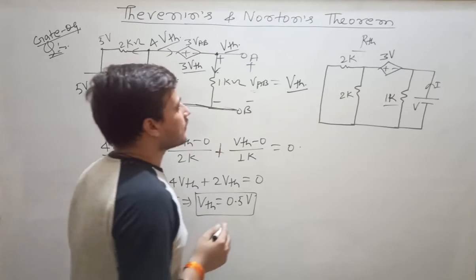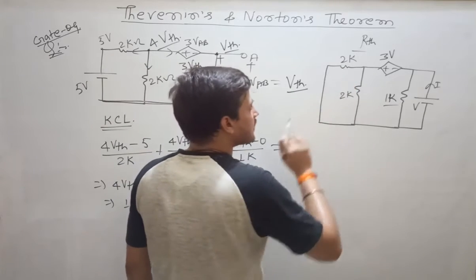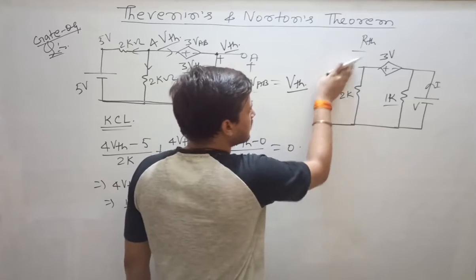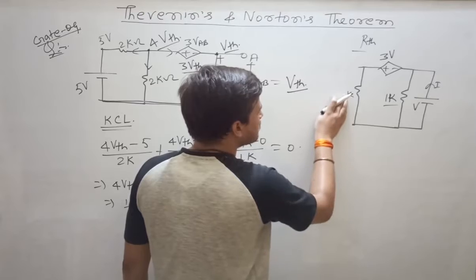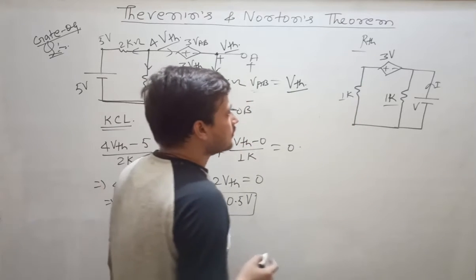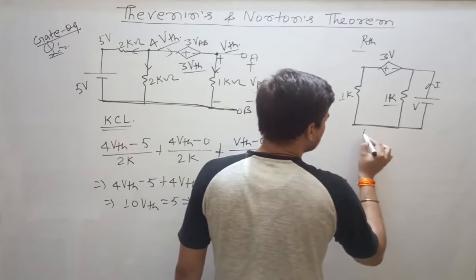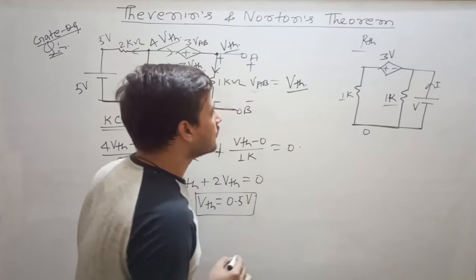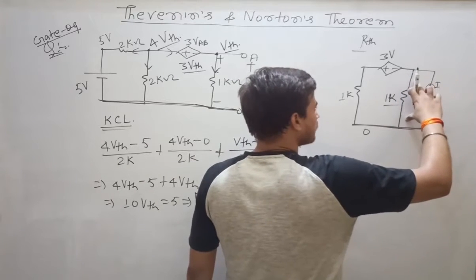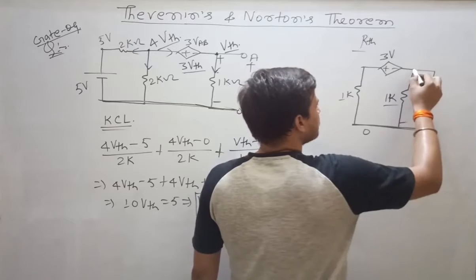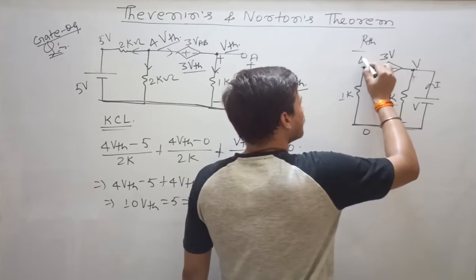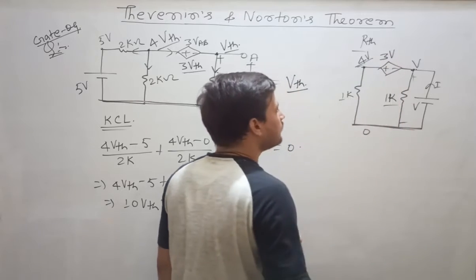You see one thing, that these two resistances are connected in parallel, so you can replace them by a single resistance. That means the two 2K in parallel, so its value will be 1K. Now see, this potential is 0. This potential is V, then this potential also will be V. So if this potential is V, then this potential will be 4V.